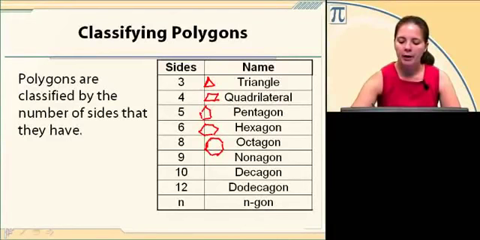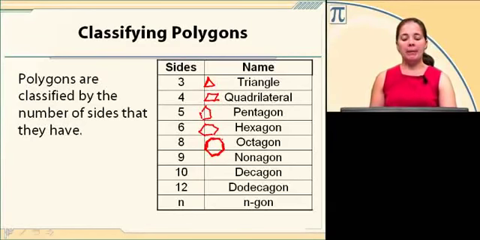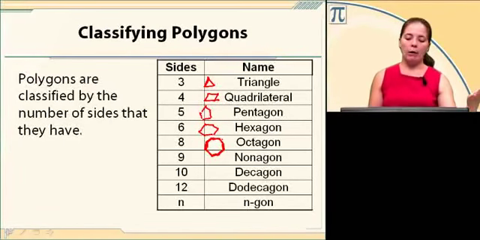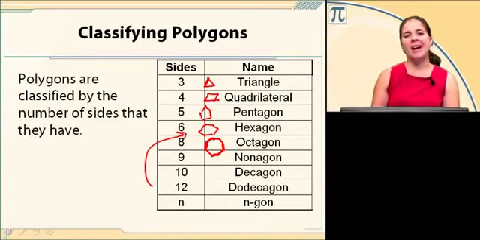You see them all the time if you're driving around, or if you're on the road, or if you're riding the bus, you see all these stop signs. Nonagon means 9 sides. Decagon has 10 sides. Dodecagon has 12 sides. Now 7's not in there. It's not used very often.